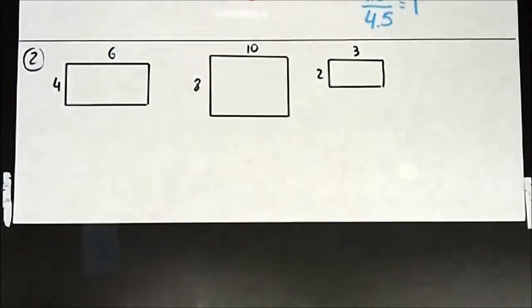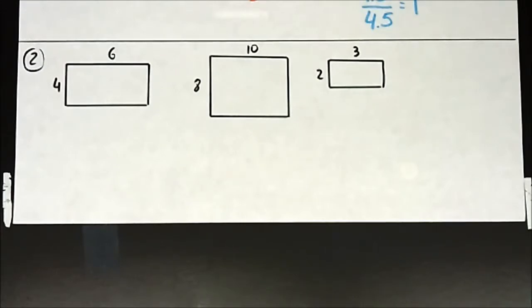So let's take a look at number 2. Number 2 is very similar to number 1. Here you are again asked to identify which two of the objects are alike, similar, proportional, or to scale. So once again, what's the first step to figuring this out?